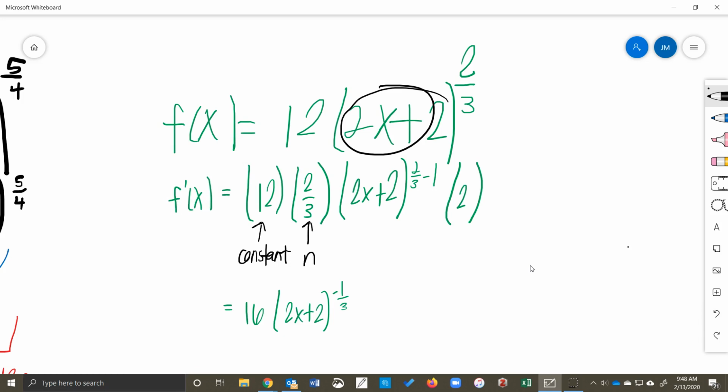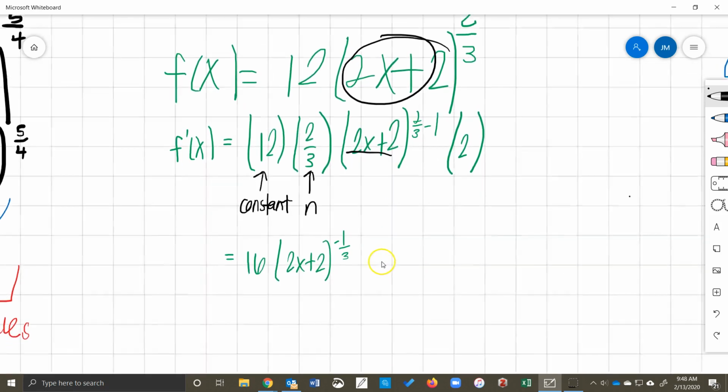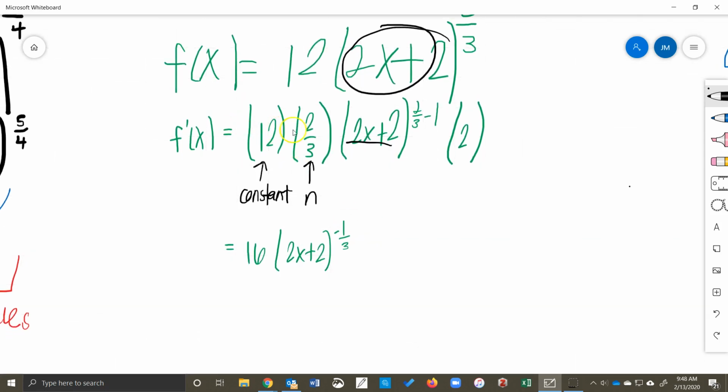Anyway, we raise the inside then to the 2/3 minus 1 power, and we multiply the whole thing by the derivative of the inside. So the derivative of that 2x plus 2 is 2. I didn't mean to draw that line, sorry. Whenever you multiply 12 and 2/3 and 2 together, that's when we end up getting 16.